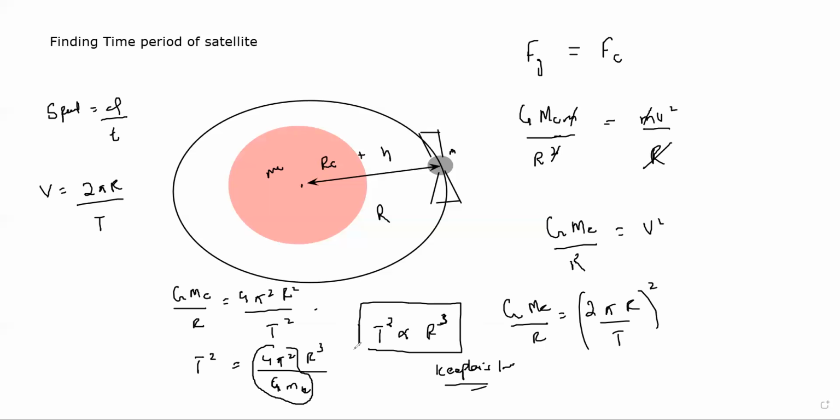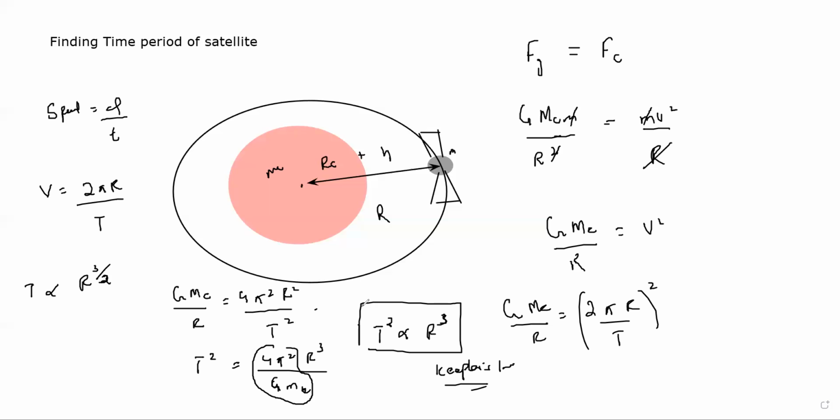The Kepler law shows a relation between the time period and the distance of the satellite from the center. If I further simplify, I can also say that T is proportional to r raised to power 3 by 2, if I take a square root both sides. Is it clear? The Kepler's law. This is the formula, the relation of Kepler's law.